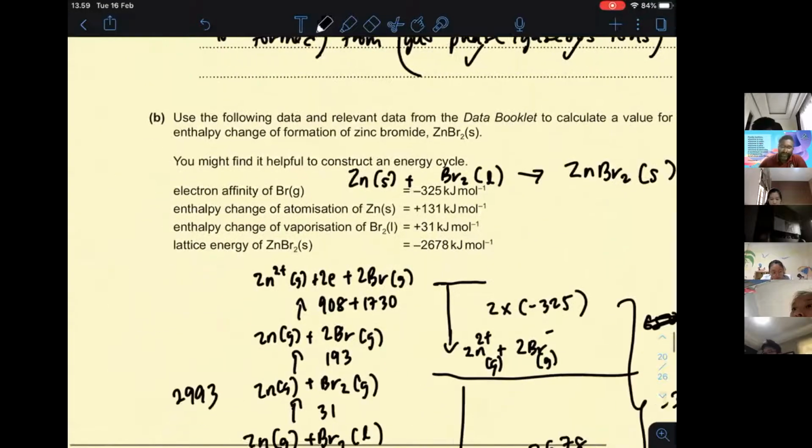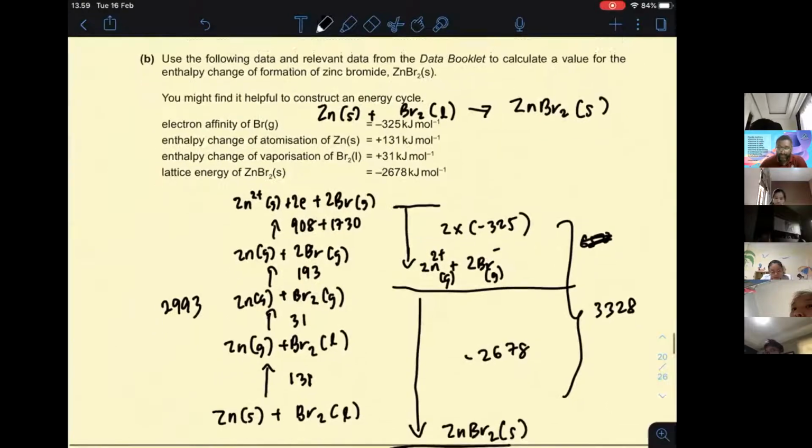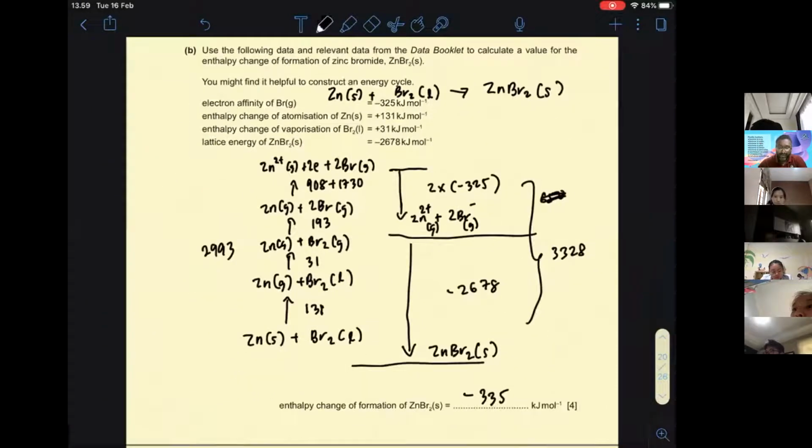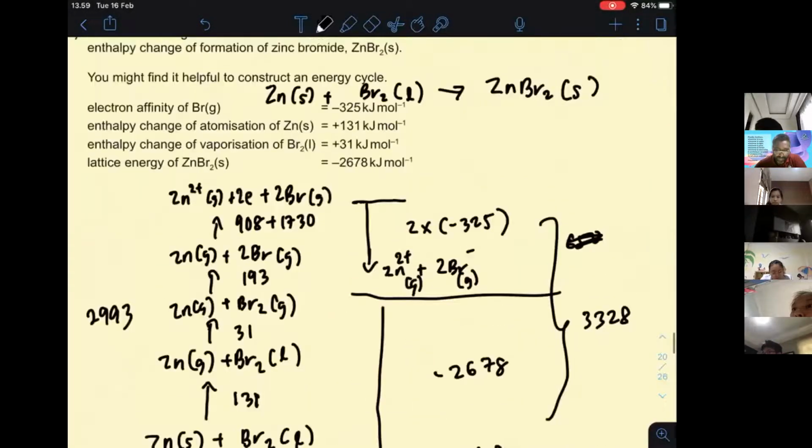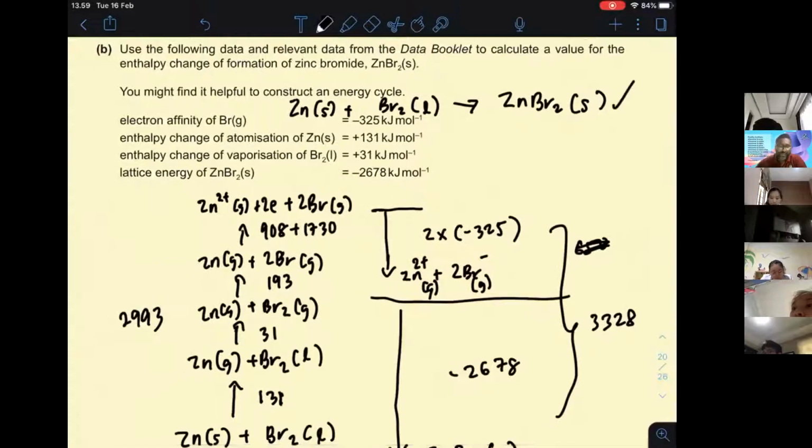Now use the following data and relevant data I have calculated for you to calculate a value of enthalpy change of formation. If you want to calculate the enthalpy change of formation, first thing is to write the formation equation. So I wrote the formation equation. ZnBr2 solid. It must be formed from zinc. Formation means you form from its standard condition. So zinc is always in solid form. Br2 is in liquid form. So it must be something like this.